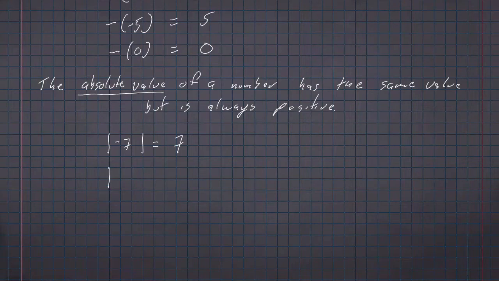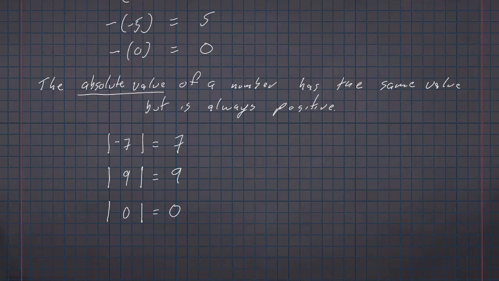If I want to take the absolute value of a positive number, absolute value of 9, same value, 9, positive result. Absolute value of a negative number becomes positive. The absolute value of a positive number stays the same. And the absolute value of 0 stays the same.